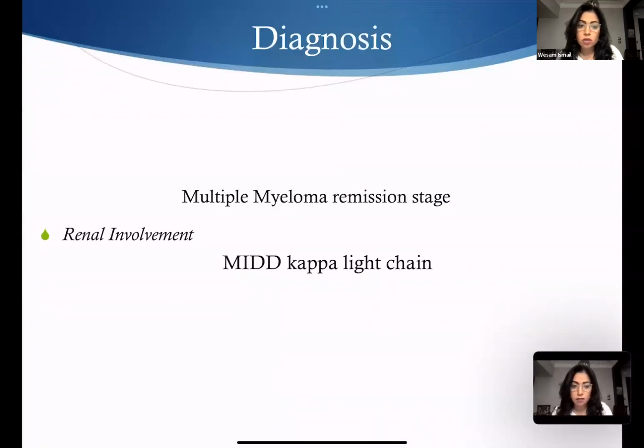So this is a patient with multiple myeloma in a remission stage on the level of hematology and on bone marrow and serology, according to the hematologist. But in regard to his renal involvement, instead of the cast nephropathy, or in addition to the light chain cast nephropathy, he developed monoclonal immunoglobulin deposition disease, kappa light chain form. Okay, next.